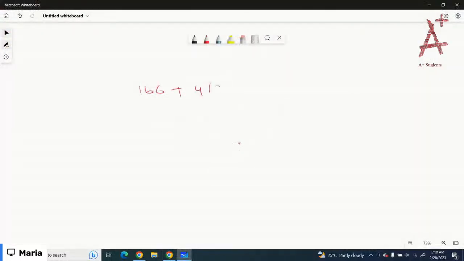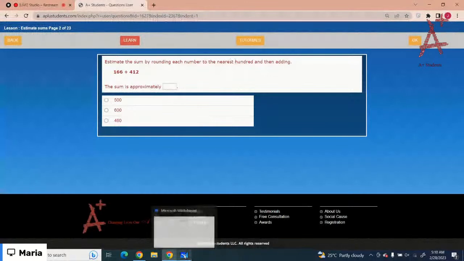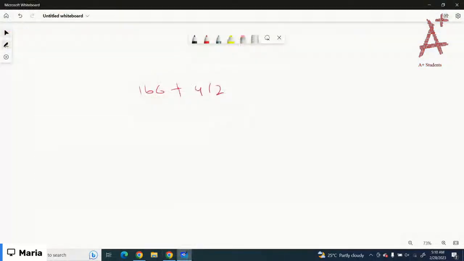You have to round off the numbers to the nearest 100. Estimate the sums by rounding each number to the nearest 100 and then adding. Just look at the digits at the hundreds position. Here 1 is at the 100 position and 4 is at the 100 position. Look at the digit right next to the hundreds position. You have 6. Compare this number to 5. 6 is greater than 5. Got it? That means you have to round up.